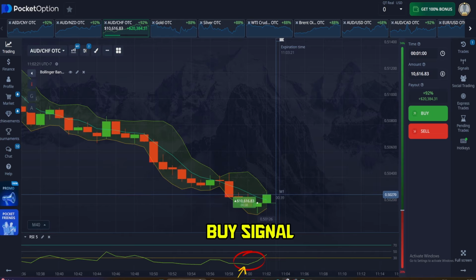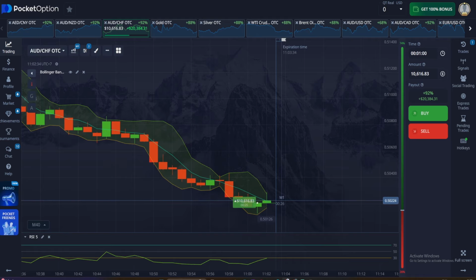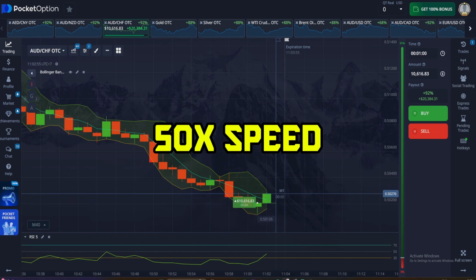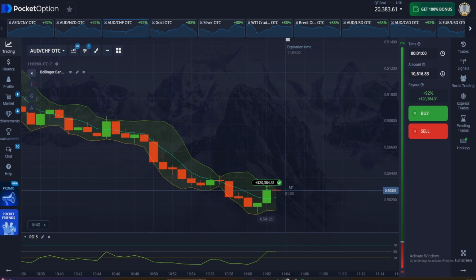In addition, the RSI indicator is showing an oversold condition, below the 30 level, indicating that selling pressure is starting to weaken and a potential bullish reversal may be forming. The combination of the candle touching the lower band and RSI being in the oversold area provides a strong confirmation for a potential upward correction. Now let's see if this setup plays out as expected and gives us a profitable result. Okay, profit on our last trade.